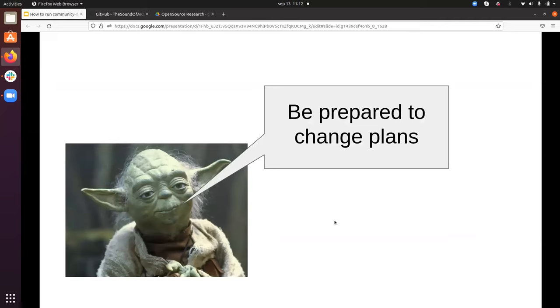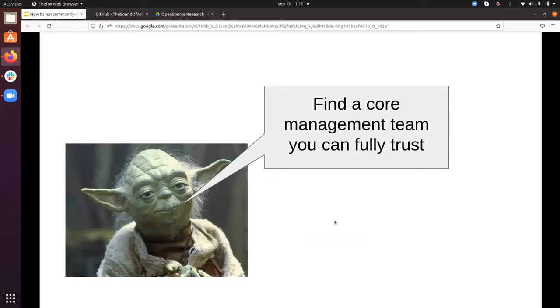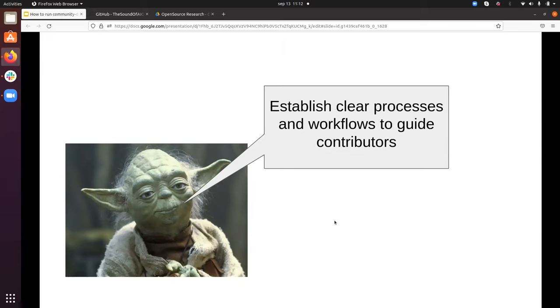Now, some additional advice. Well, be prepared to change plans. Things are going to go south a lot of times, and you have to be super agile and be prepared to change things. You have to find a core management team you can fully trust. To be a bit more specific, you need super strong project managers and super strong research coordinators you can fully trust to do their work independently. It's just impossible to oversee the work of 150 people.